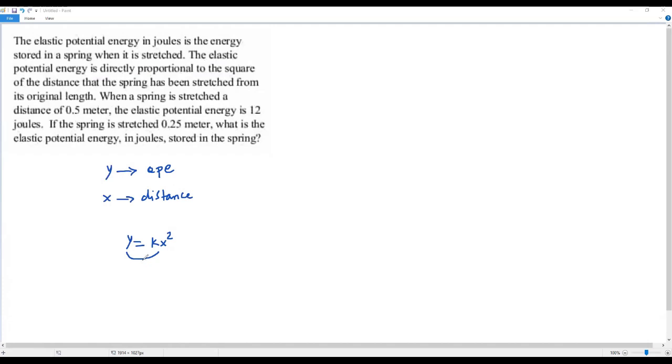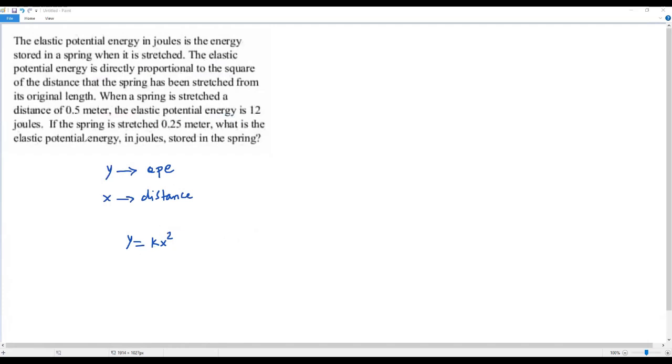In case the elastic potential energy is inversely proportional to the square of the distance, then we will be writing the equation as y equals k over x squared. But here we have a direct proportion. So we have to write the equation like this, and here k is the constant of proportionality. So using the information over here, we have to get the value of this constant k.